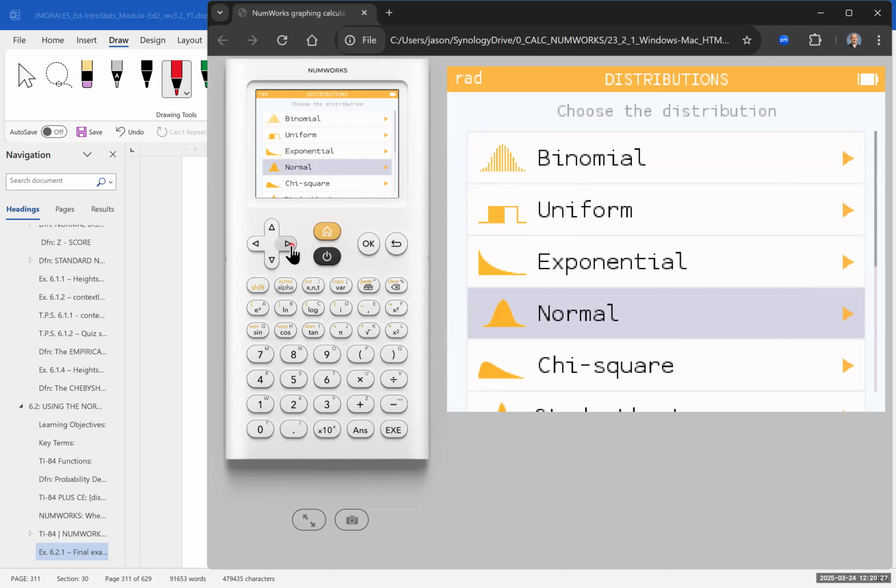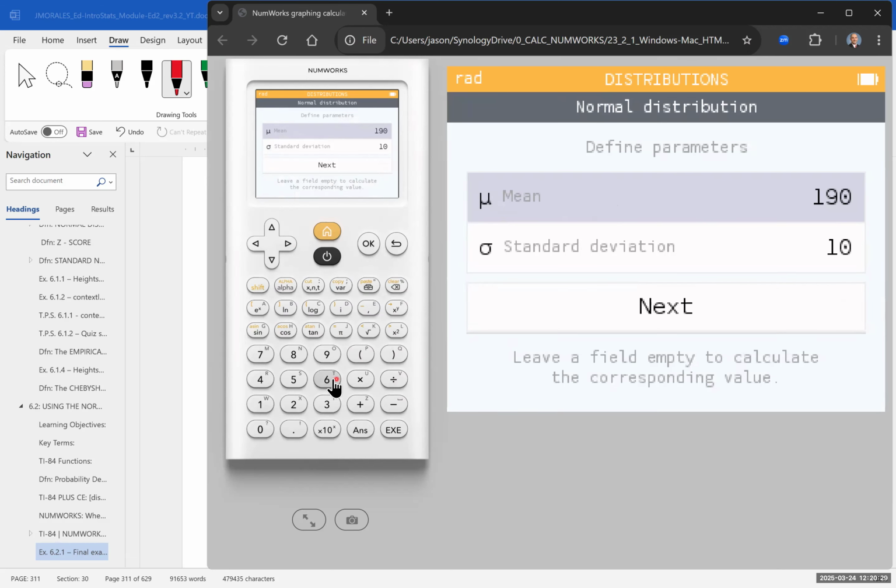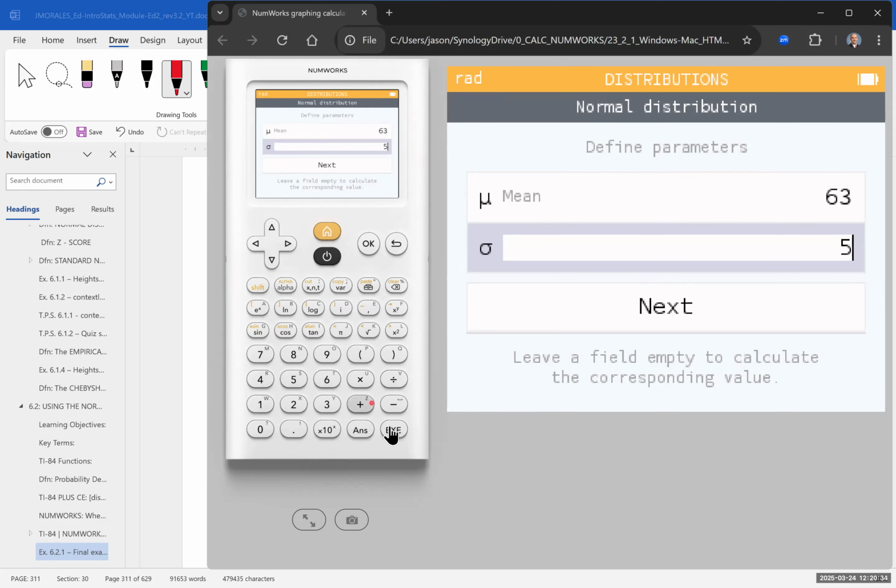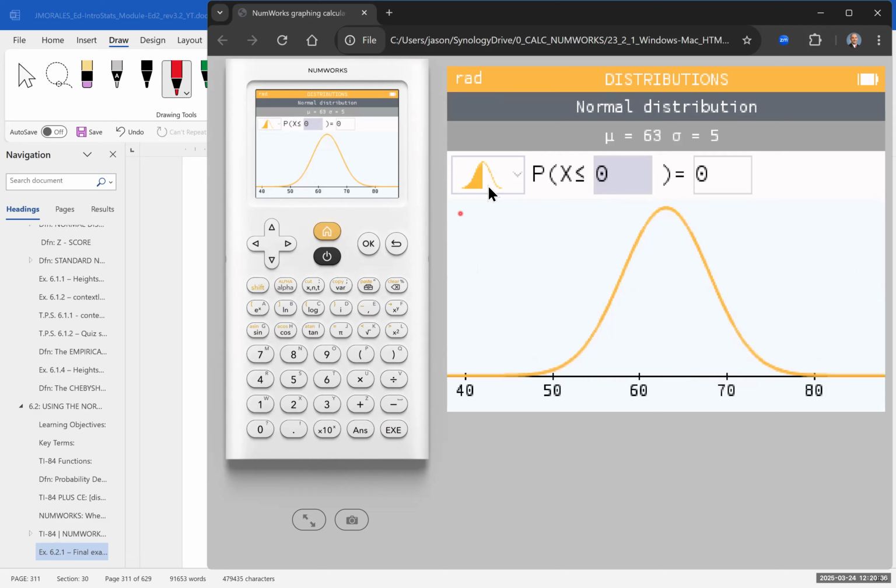Go to normal. All right, so we have a mean of 63, standard deviation of 5. And we want the area to the right of 65. So that looks like, here's 65. This is the area to the right. So it's about 34.46% or 34.5% roughly.